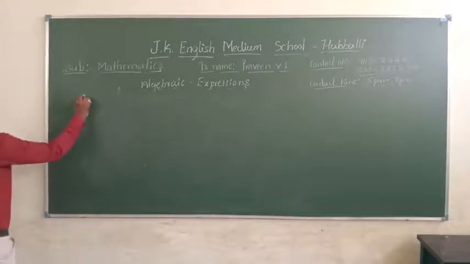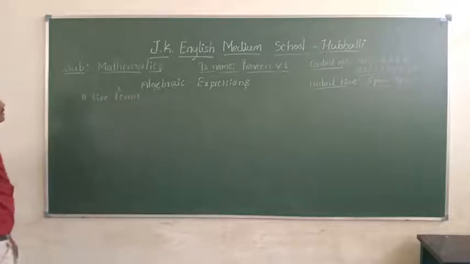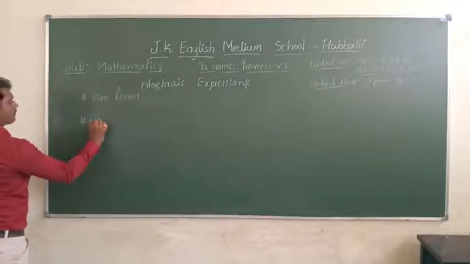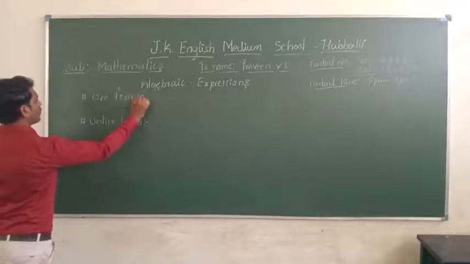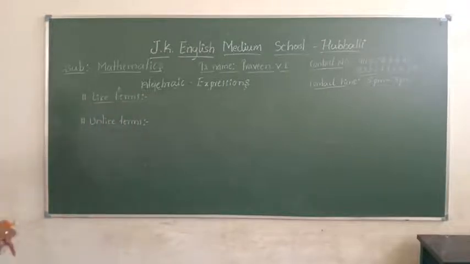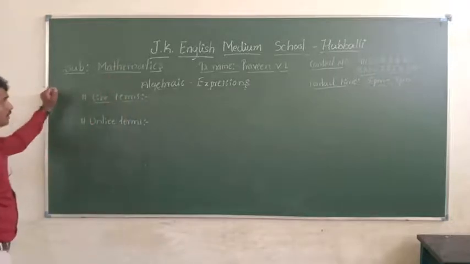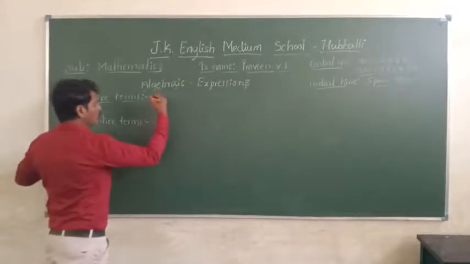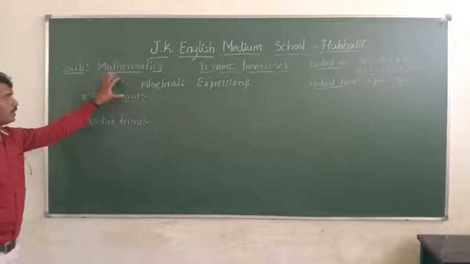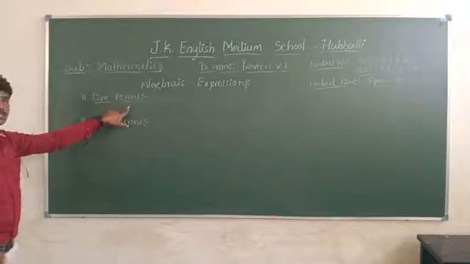The first point is like terms, and the second point is unlike terms. So how will you define like and unlike terms? In an algebraic expression, two or more algebraic terms having the same base and the same exponent are called like terms. Once again, I will explain.